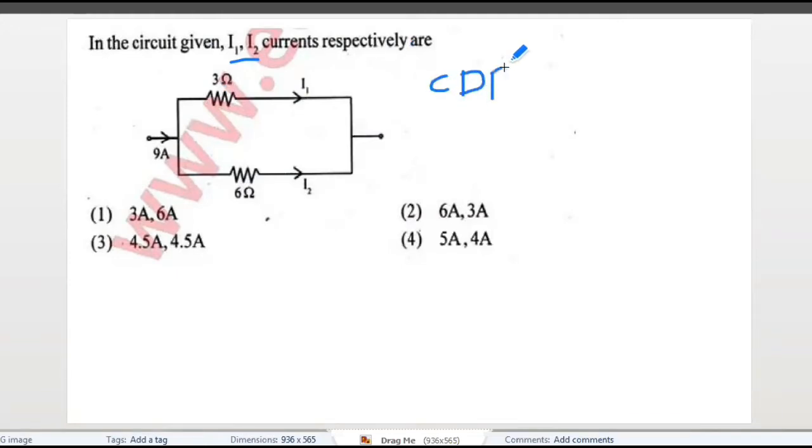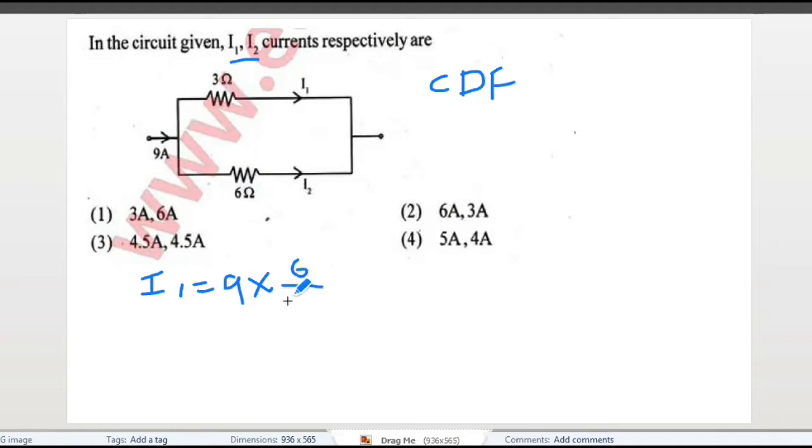The current division formula says that if you want to find the current in a branch, you have to multiply the total current with the opposite resistance divided by the sum of the two resistances. So let us find what is the current I1. The current I1 in the 3 ohm branch is equal to total current 9 amperes multiplied by the opposite branch resistance, 6 ohms, divided by the sum of the two resistances which are in parallel.